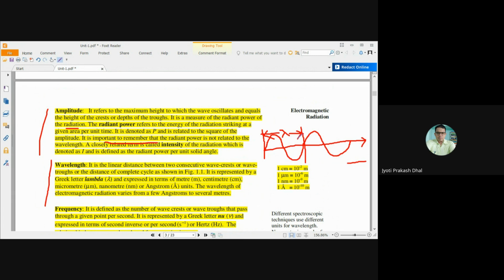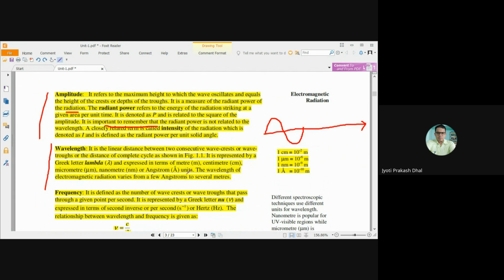The distance between two consecutive crests is called wavelength lambda, and the distance of a complete wave is also called wavelength lambda. As this is a distance, the unit of wavelength should be a unit of distance, that is meter, centimeter, micrometer, nanometer, angstrom, etc. The wavelength of electromagnetic radiation varies from a few angstrom to several meters.